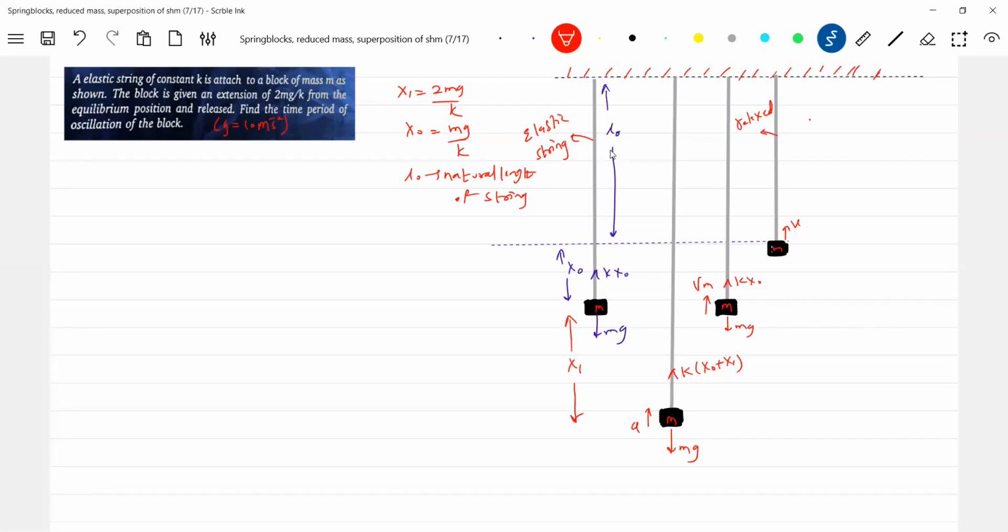The time period, so we know the time period is independent of the amplitude of oscillation. Yes, we know the time period is independent of oscillation. Okay, after this, what will happen? Because here it was given an extension of 2mg/k. So by the time it comes here, it has maximum velocity, and because of this velocity, now what will happen to the cord? The cord will be like this.